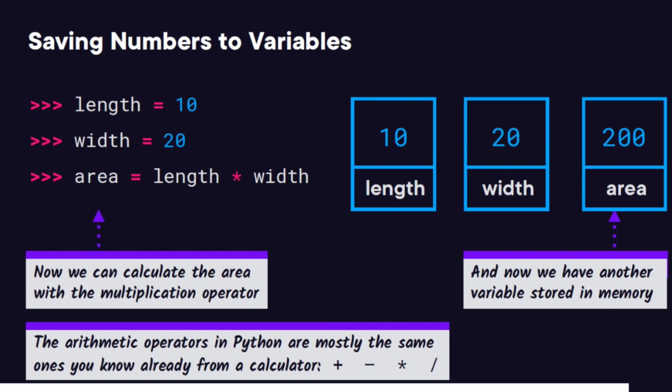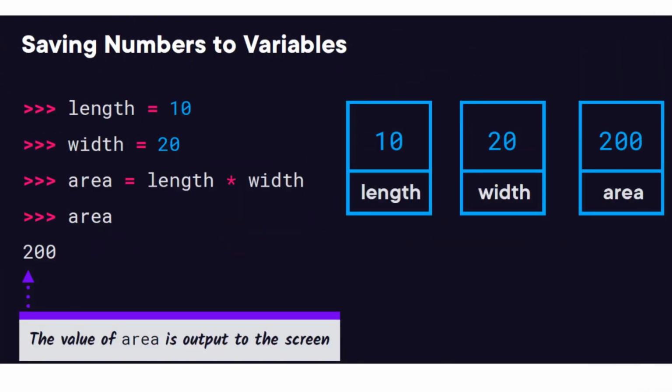Now we have a third variable called area, and then we're going to multiply length and width and store the value of those into the variable called area. This is going to multiply 10 and 20. The answer is 200, and 200 will be stored in the variable called area in the memory. When you print area, 200 will be displayed.